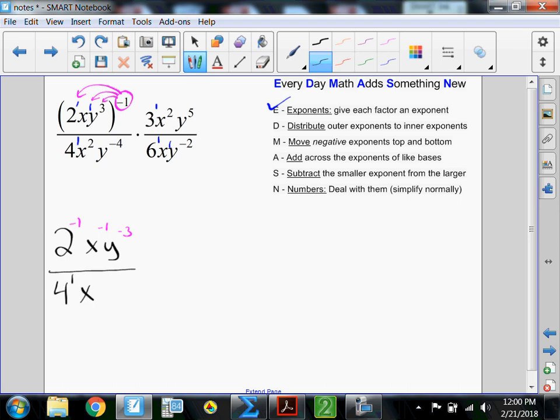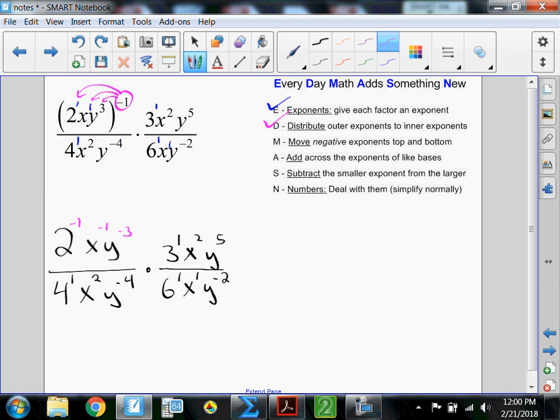4 to the 1, x squared, y to the -4, times 3 to the 1, x squared, y to the 5th, over 6 to the 1, x to the 1, y to the -2. We just did one step. I had to write stuff down, but if I do one step, it's easier to follow the order.